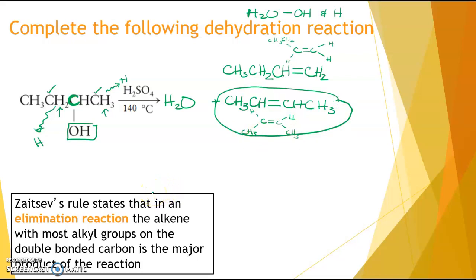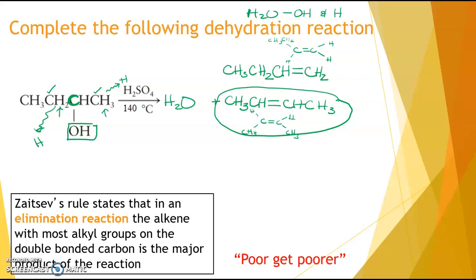Now I'm gonna tell you guys something: I don't think of Zaitsev's rule in the literal way it's defined, which is about alkyl groups. I just think of it as a reverse of Markovnikov's rule. And remember what I told you about how I remember Markovnikov's rule? If the rich get richer, well, Zaitsev's rule then is the poor get poorer.